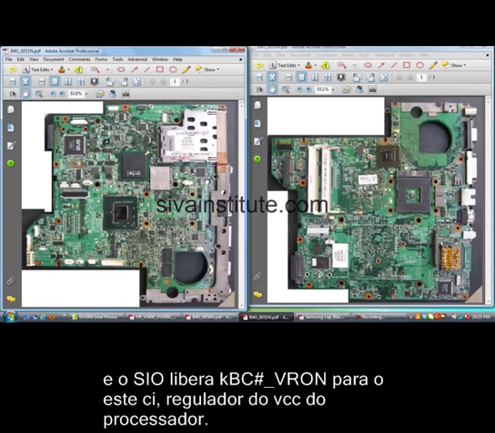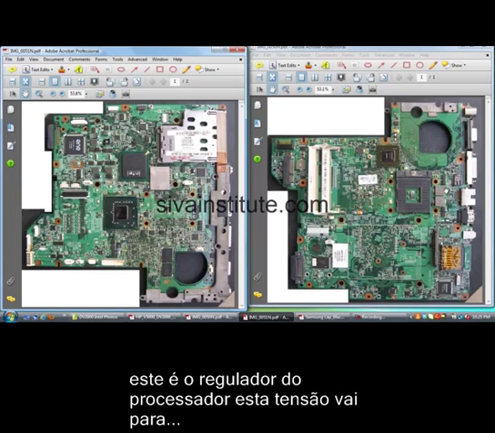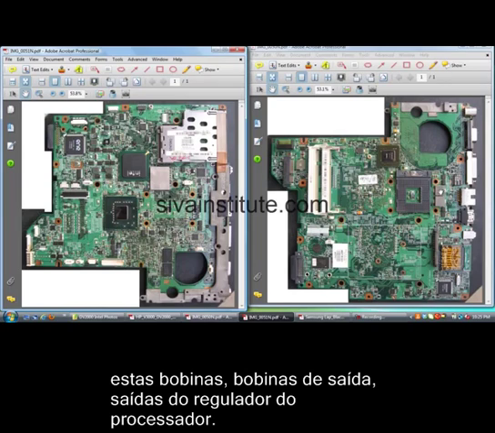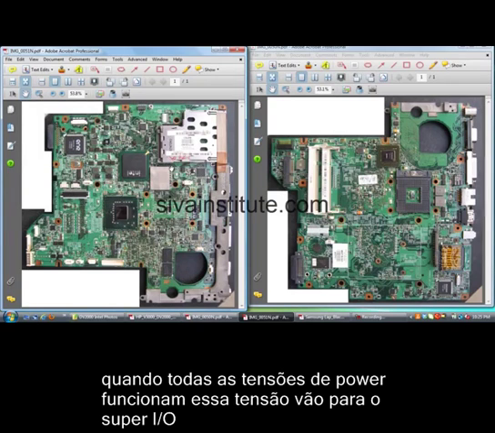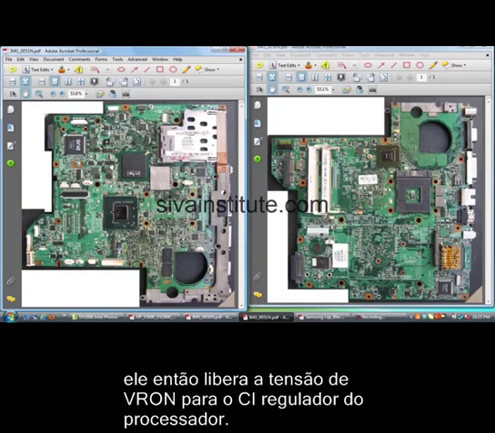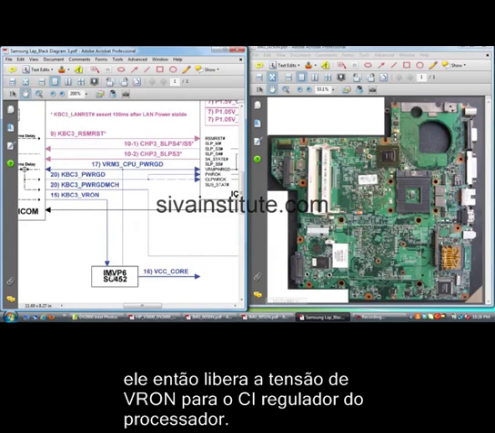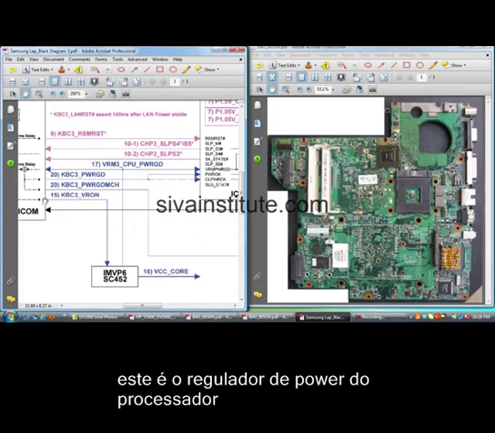This voltage goes to, this is the CPU regulator outputs, this is the coil, output coils. From these coils, 1.2 volts is released, and this voltage goes to the CPU. This is the CPU power regulator. When all power supply is okay, this voltage goes to the IO controller, that released VR on voltage to the CPU regulator. This is the CPU power regulator.